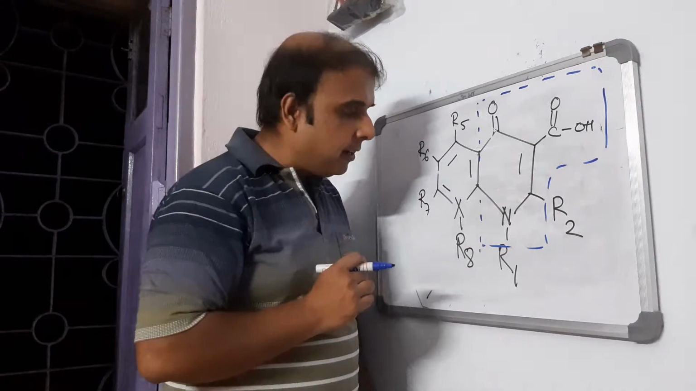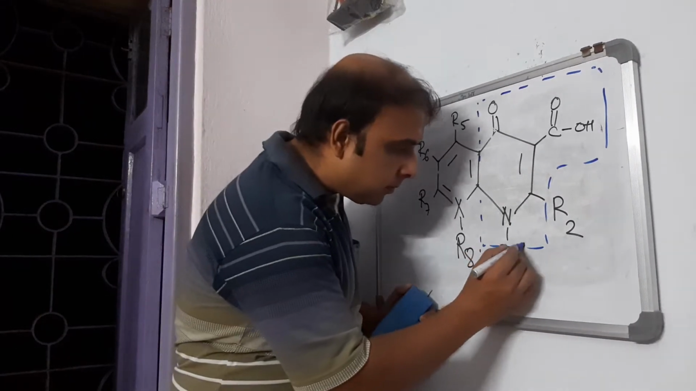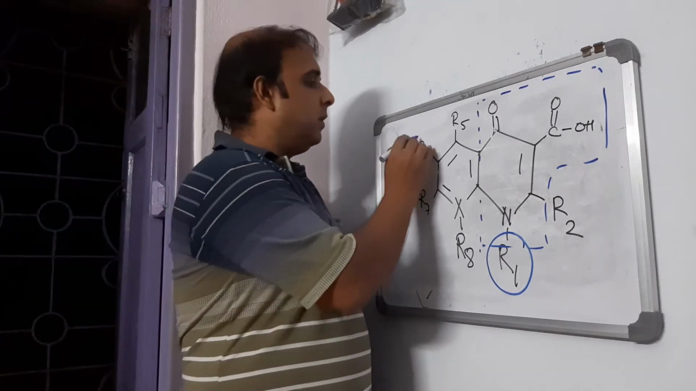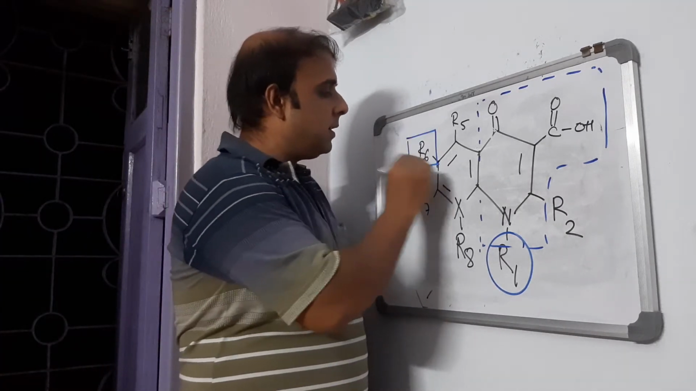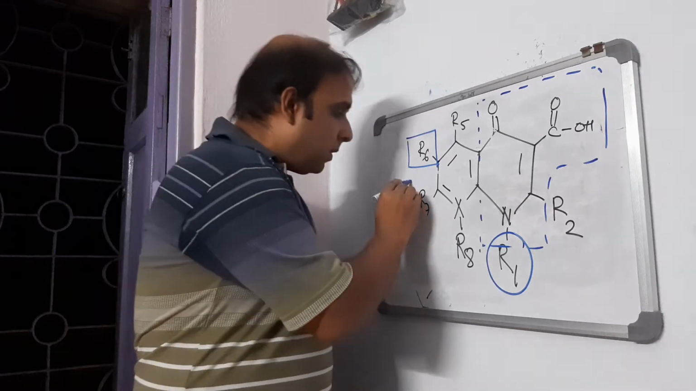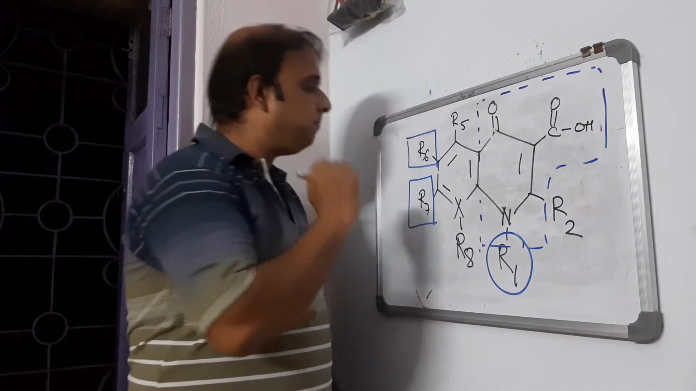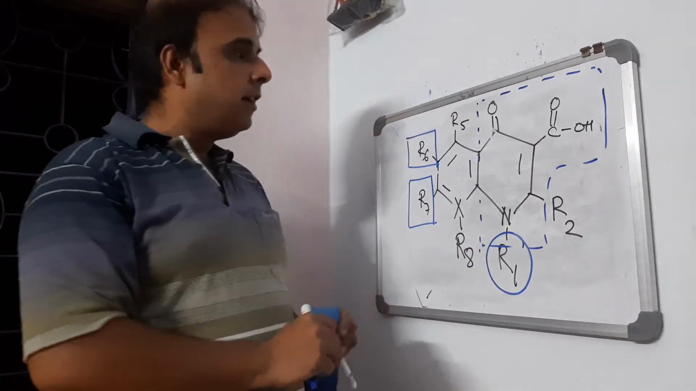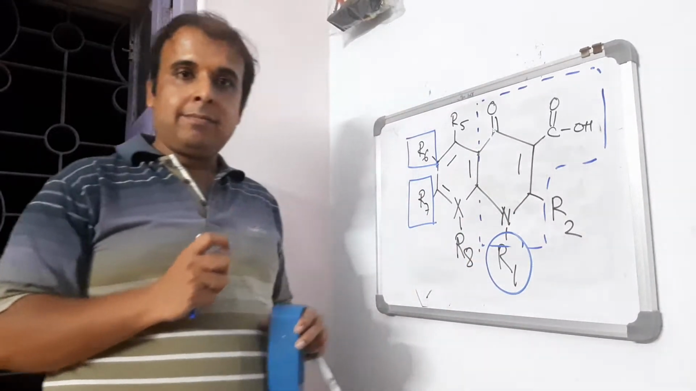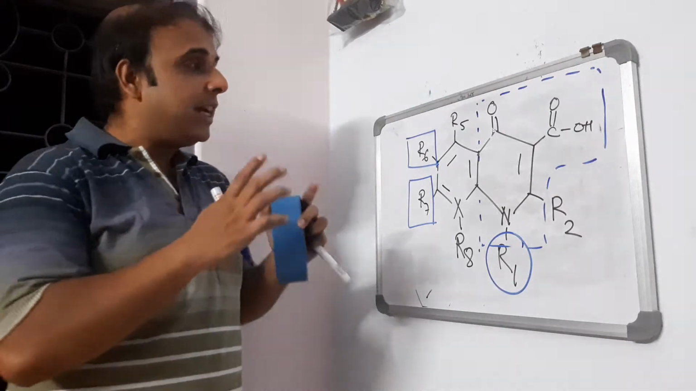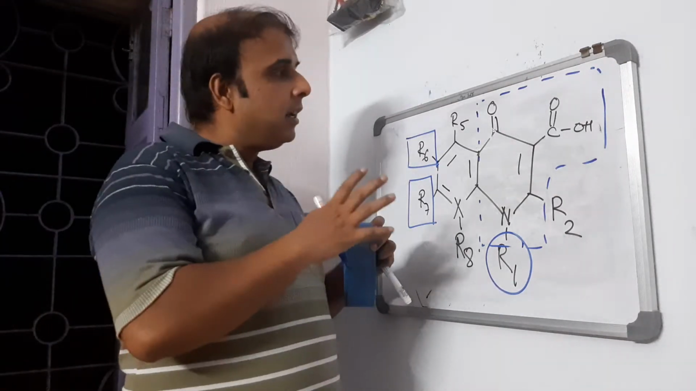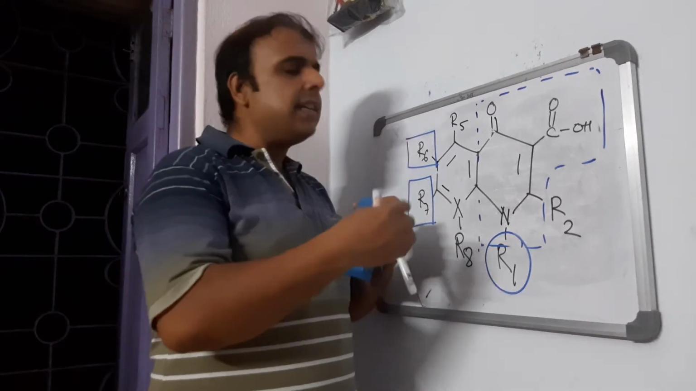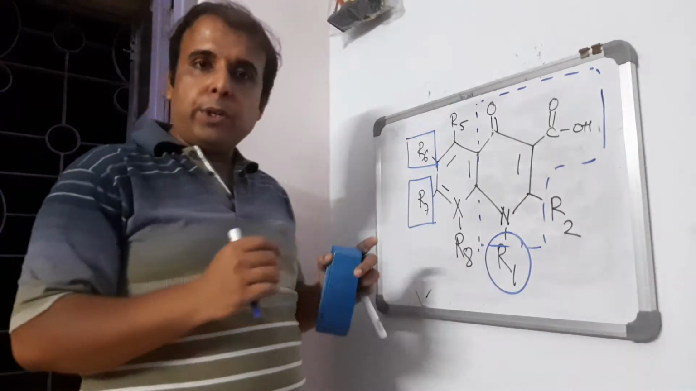So this is one of the areas. This is another area. This is another area. And this is another area, right? So with that I'm done with the essential requirement, the areas which are mostly considered while developing fluoroquinolones.